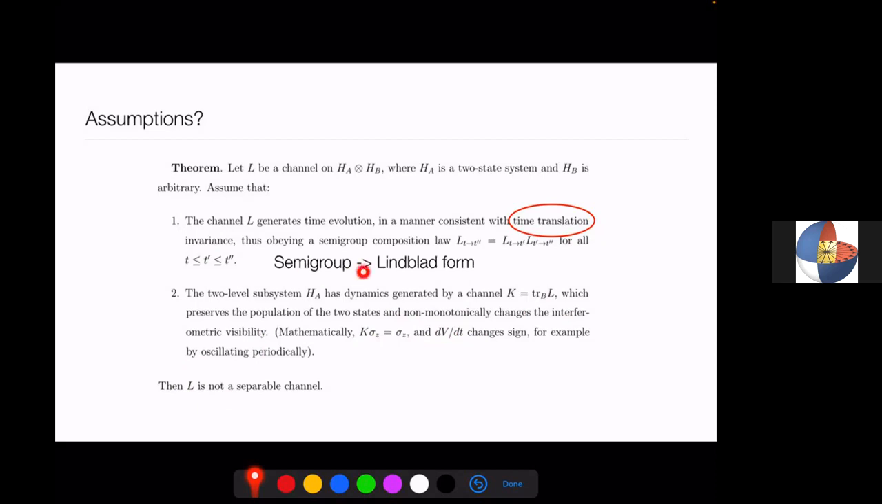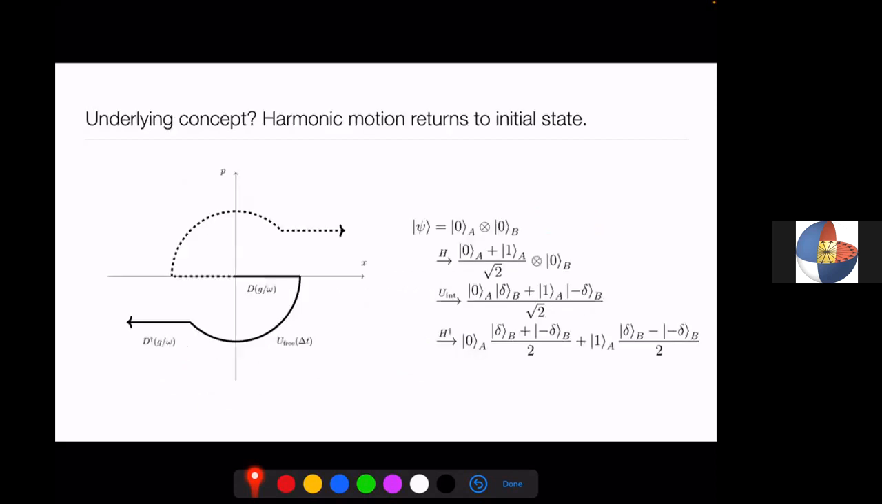So by the way, this semigroup means that L has a Lindblad form. So its generators are in Lindblad form. And this revival is the equivalent of a coherence transfer from one system to the other and back.